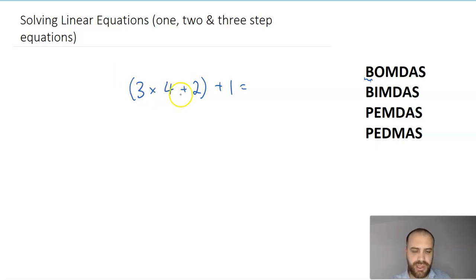Now, there's a multiply and a plus. What should I do first? Well, the M and the D, that's multiplication and division. So I should do those first. So I need to do 3 times 4 first, which is 12. And then plus 2. And then I'm going to do that plus 1 on the end.